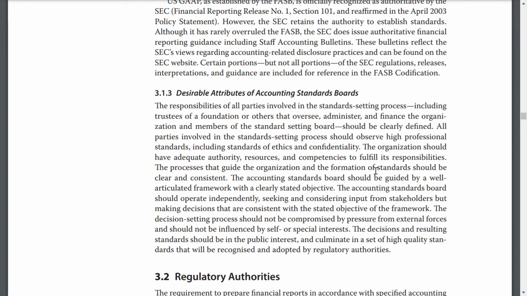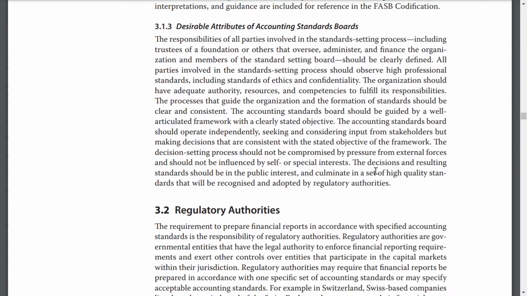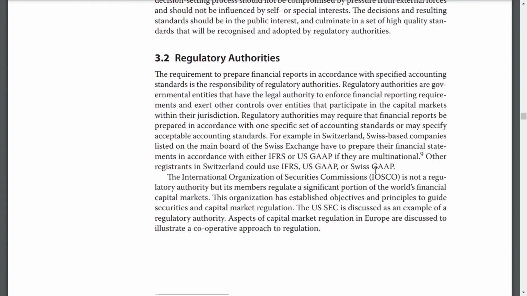The requirement to prepare financial reports in accordance with specified accounting standards is the responsibility of regulatory authorities. Regulatory authorities are government entities that have the legal authority to enforce financial reporting requirements and exert other controls over entities that participate in capital markets within the jurisdiction.